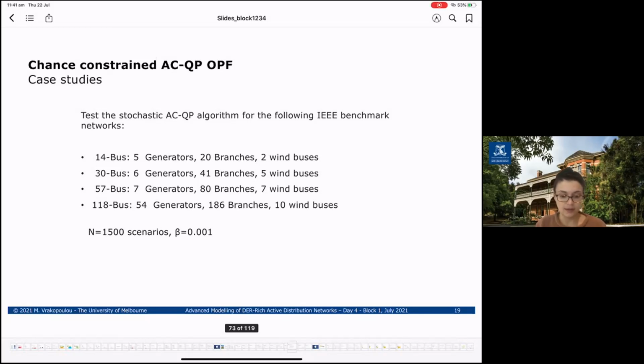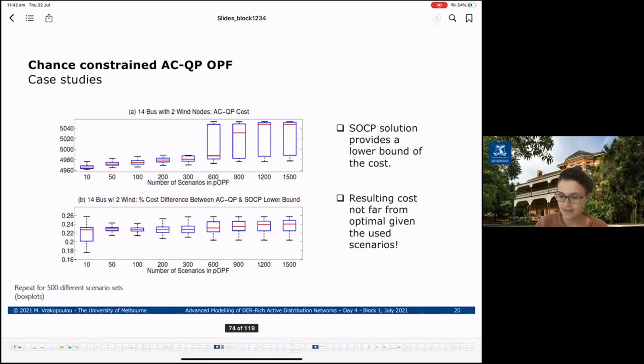So we have this ACQP algorithm tested for different networks. We go from the 14-bus up to the 118-bus. The number of scenarios that we tested was up to 1,500 scenarios. We had this amount of uncertainty variables, and we assumed that the confidence level was very small. So basically, we would like to have very high confidence that our solution will be robust with these epsilon guarantees. And we try to see what happens.